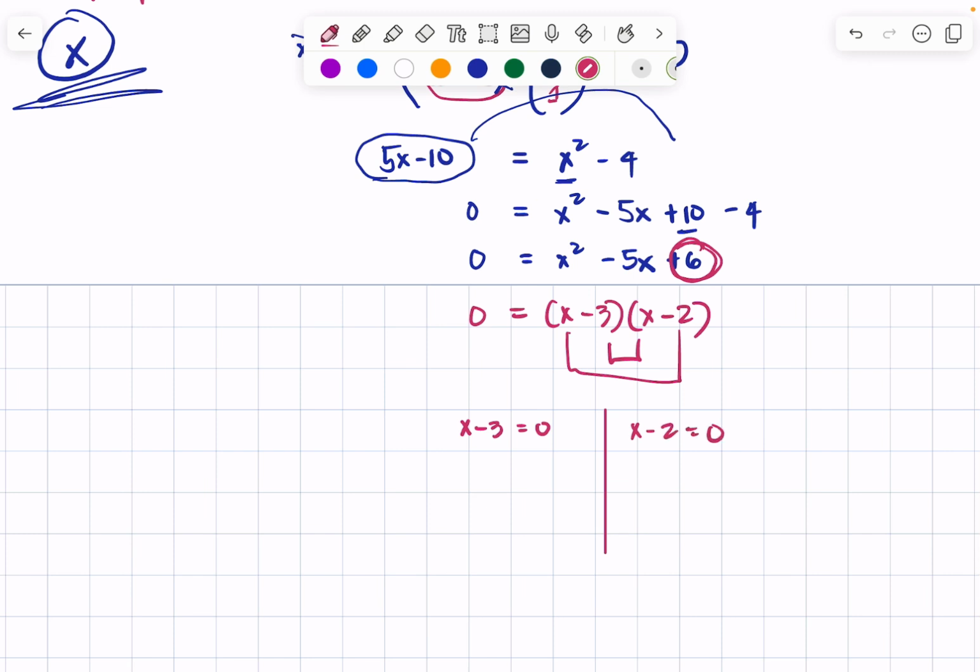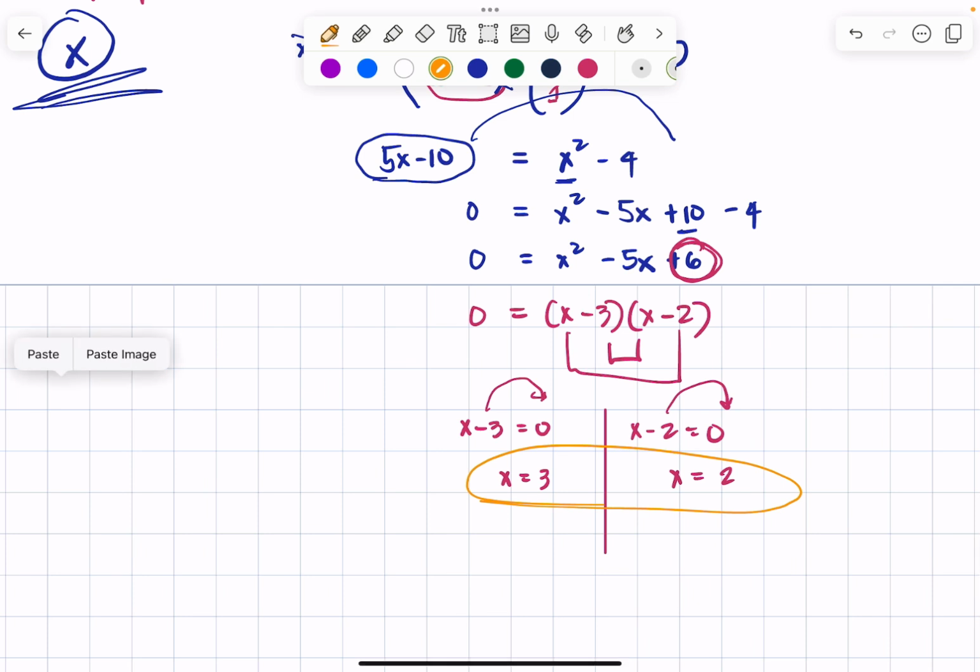And then you solve for the unknown variable. So you will have x is equal to 3, transposing negative 3 to the right side. Then x is equal to positive 2. We transpose negative 2 to the right side. So these are your possible roots or solutions. Now, the next step is to verify your solution. In verifying your solution, we can see if your solutions 2 and 3 are extraneous solutions or not.